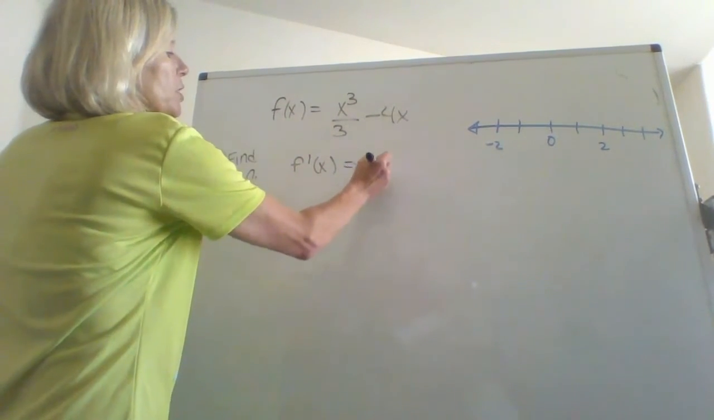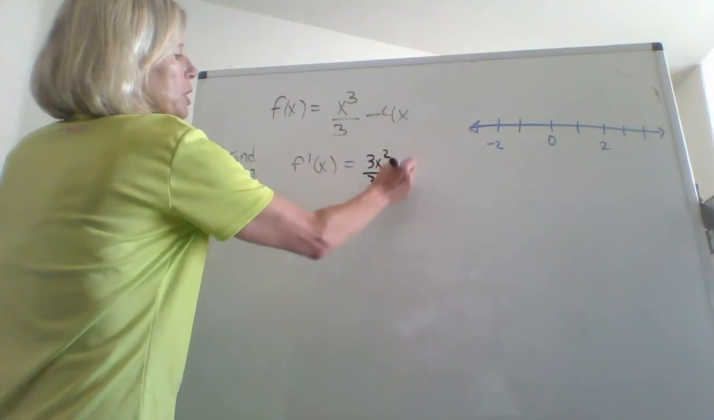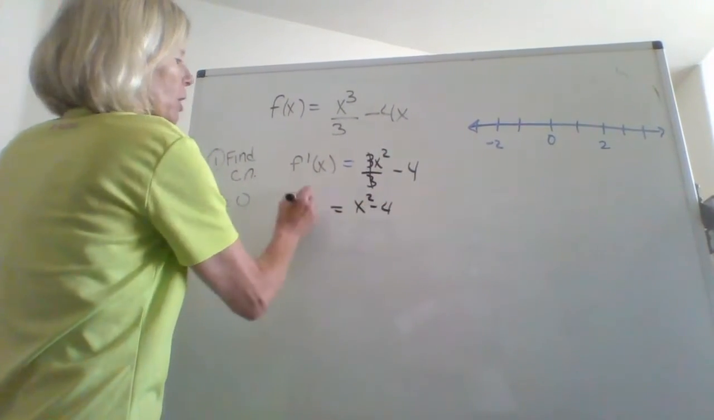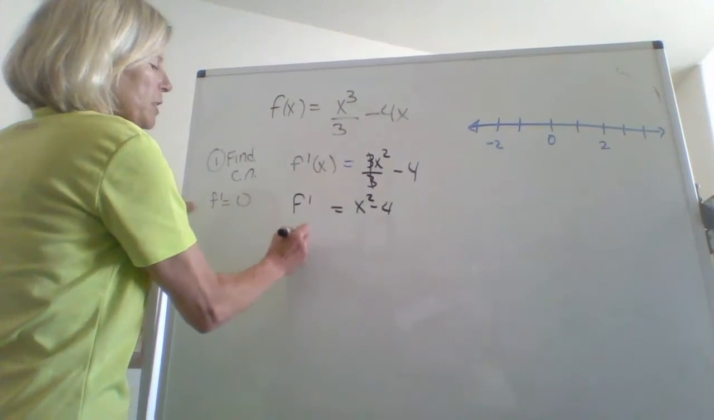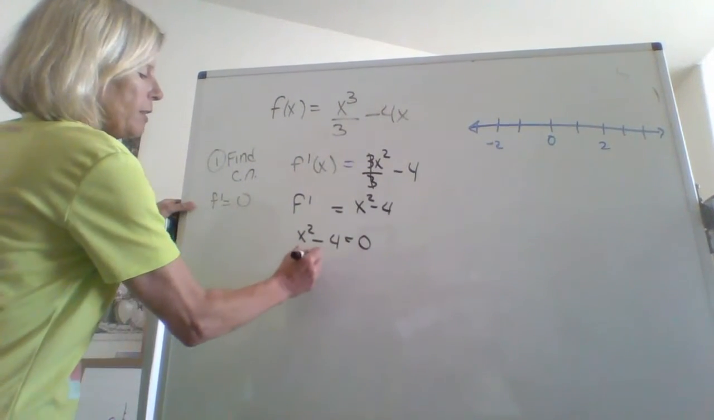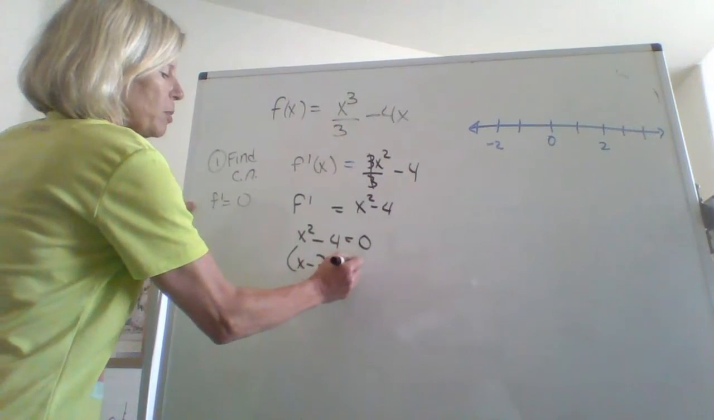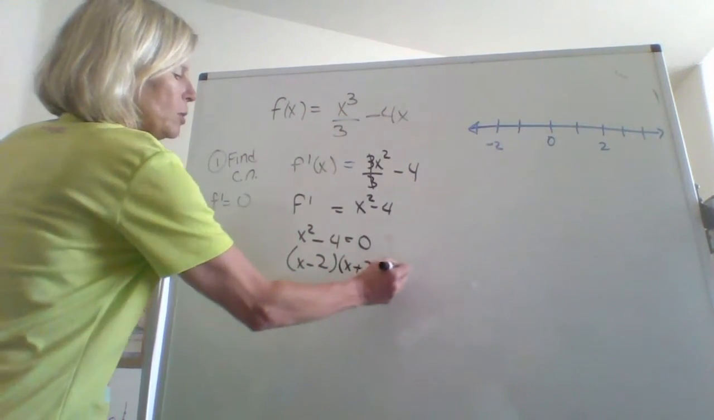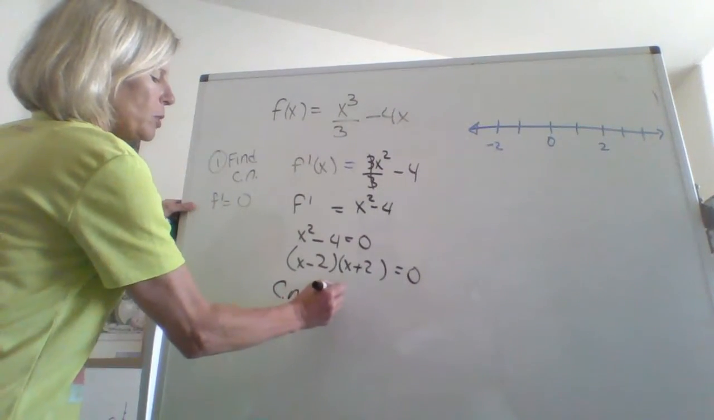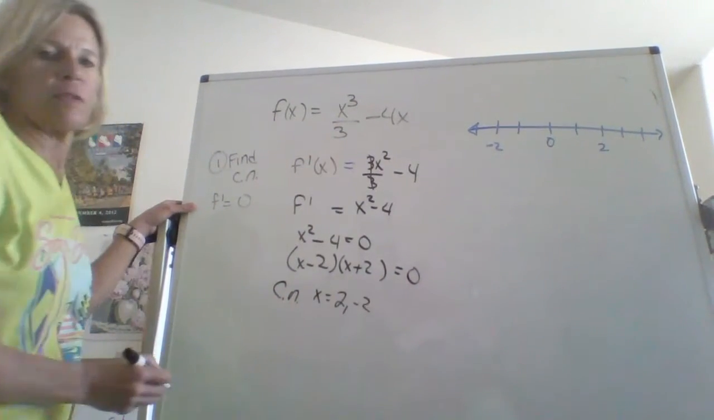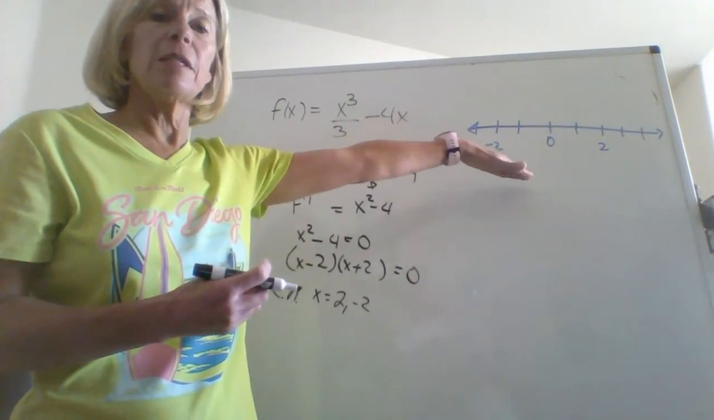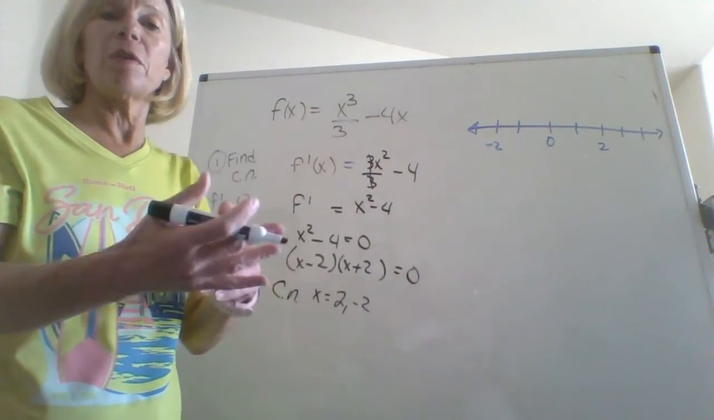The derivative is 3x squared over 3 minus 4, which simplifies to x squared minus 4. If I set x squared minus 4 equal to 0, I can factor that into x minus 2, x plus 2. My two critical numbers are where x equals positive 2 and negative 2. I'm going to make a sign chart and see what's happening in each of those intervals.